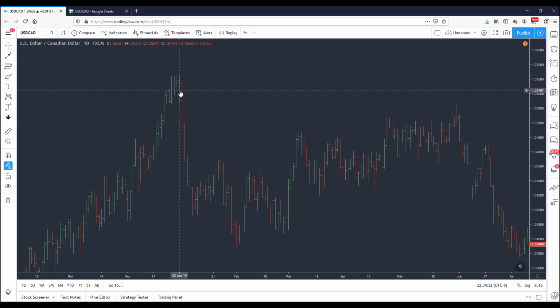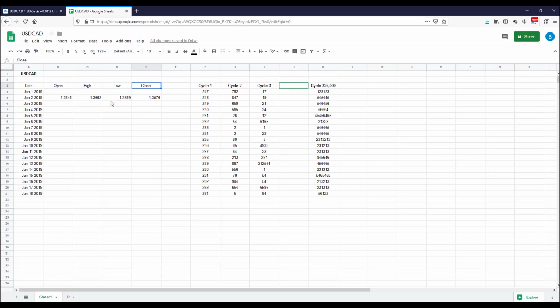And for this specific bar, the open is 1.3646, the high is 1.3662, the low is 1.3569, and the close is 1.3576. And I've got that right here. So what you want to do is for all the days of the year, populate the data here. So you have the market data. And obviously you don't have to do this manually. You could buy this data, and you can download it from multiple sites, some for free and some paid as well. So that's the first thing you need to do.